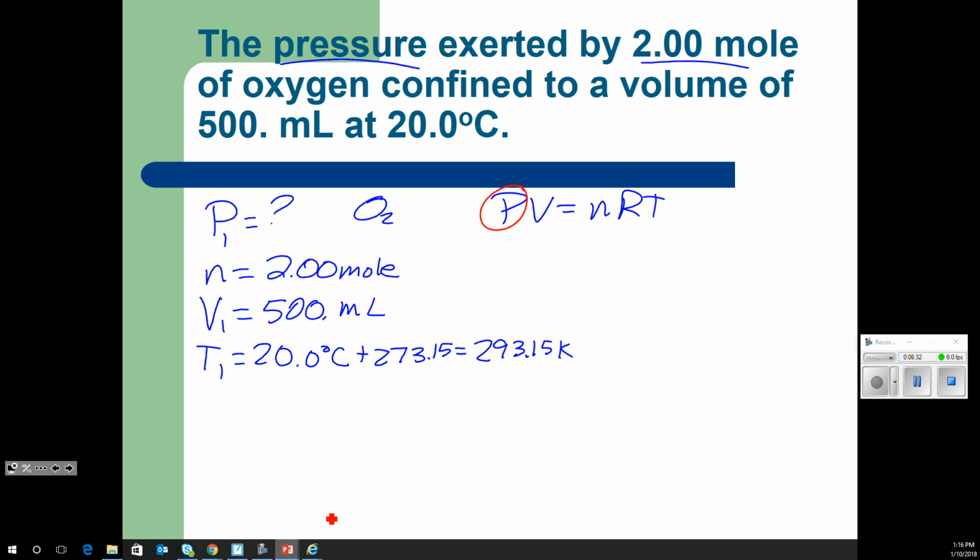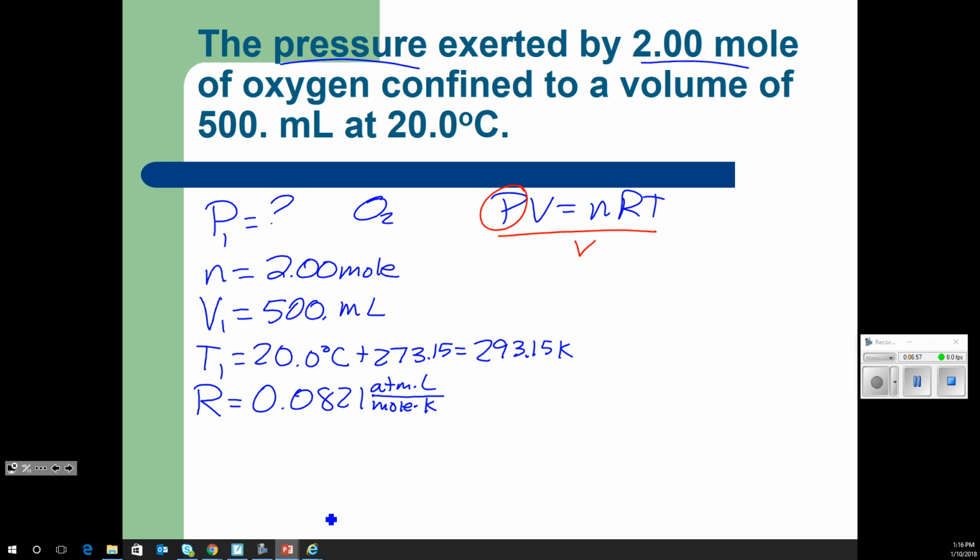Because we're looking for pressure, I'm going to divide both sides by volume. Now the other thing that I need in my knowns is R. R is a constant. It does not change. So we either put it on a 3x5 card or we memorize it. It is 0.0821 atmospheres times liters divided by moles times Kelvin. That is the units on it.